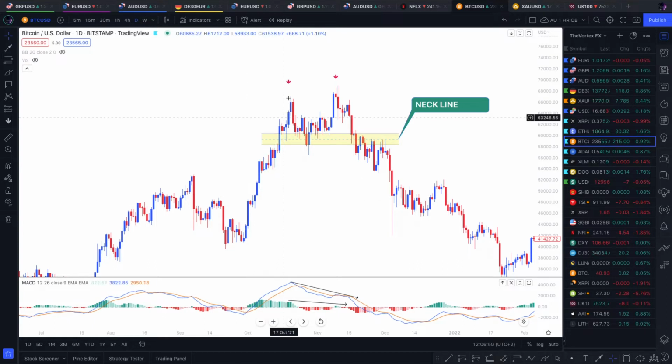We see a perfect double top. Here is one top, right? Here is the second top, right? Second top a little bit higher than the first. We have divergence across the histogram as well as the MA lines of the MACD. We have our neckline in yellow. And what do we see? Price breaks below and then retraces back into or on the neckline before carrying on lower.